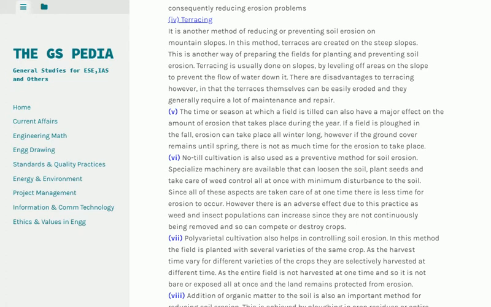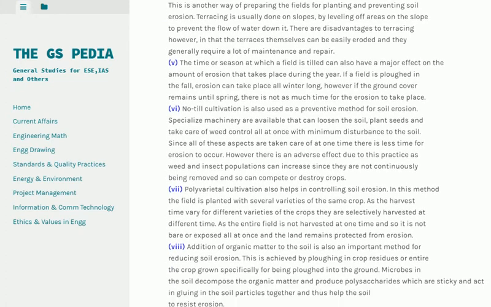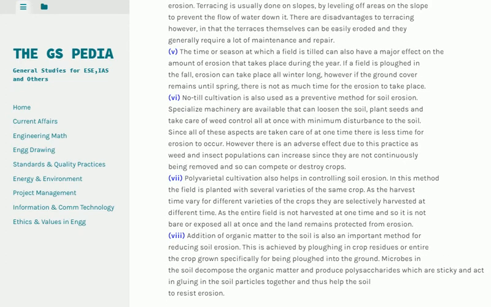7. Polyvarietal cultivation also helps in controlling soil erosion. In this method, the field is planted with several varieties of the same crop. As the harvest time varies for different varieties of the crops, they are selectively harvested at different times. As the entire field is not harvested at one time, it is not bare or exposed all at once and the land remains protected from erosion.